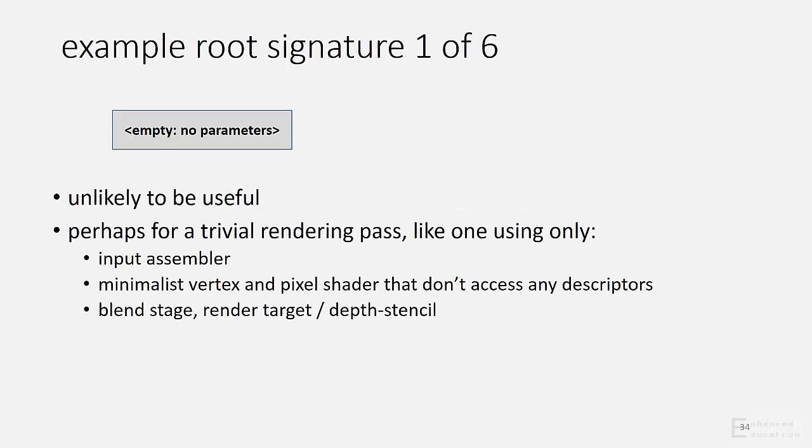The degenerate case would be a root signature with no parameters. Now, you're unlikely to use this, but at least as a thought exercise, note that even with no parameters in the root signature, there's still some resources available to the shader pipeline, like the input assembler and render targets depth.